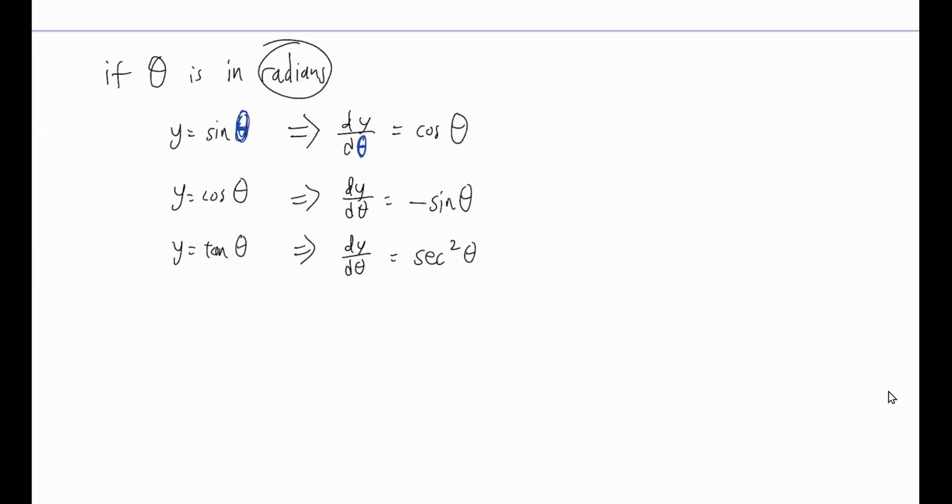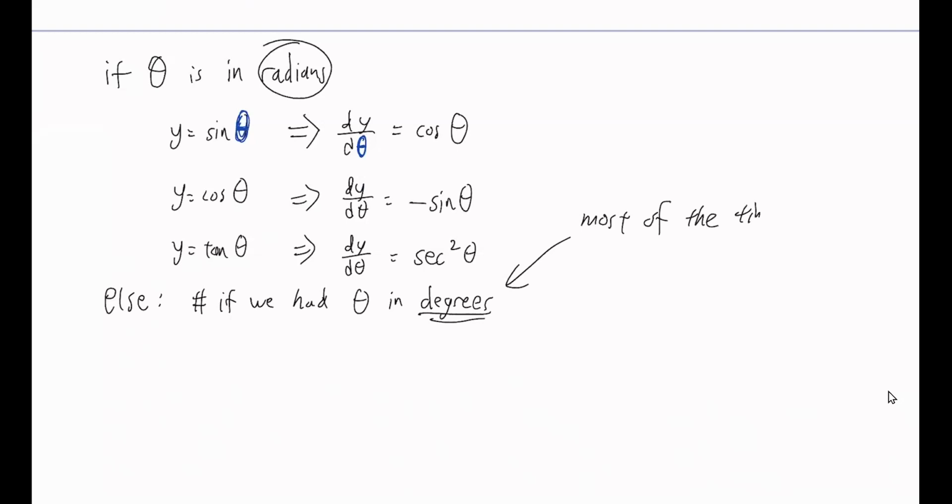How about else? What if we instead had theta to be in degrees? That's when you will be in trouble. Most of the time it won't occur. I mean, the questions won't give you degrees unless they are really trying to be tricky. But if theta is in degrees, y equals sine, I'll just put the units, theta degrees.